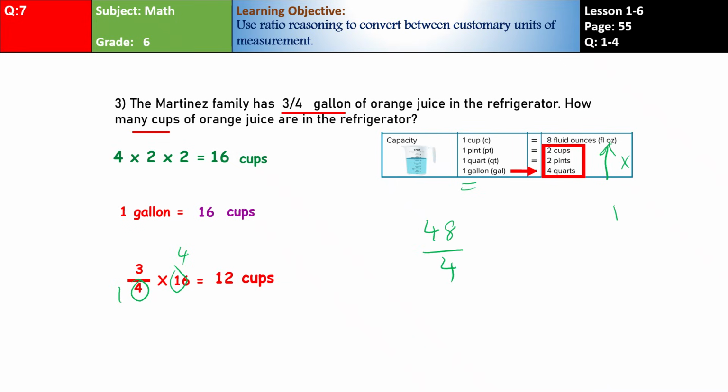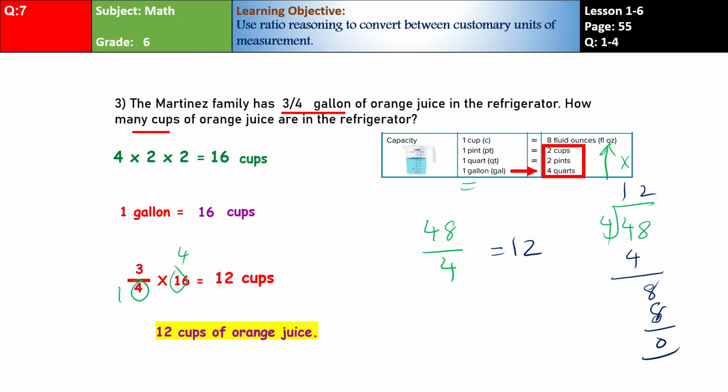Then what you will do? You will write 48 inside, divide by 4. 4 one time is 4. Bring 8 down. 4 two times. So you got the same answer. So either you can cancel, or if you don't know the cancellation, just multiply them and simplify them. So 12 cups of orange juice is your final answer.